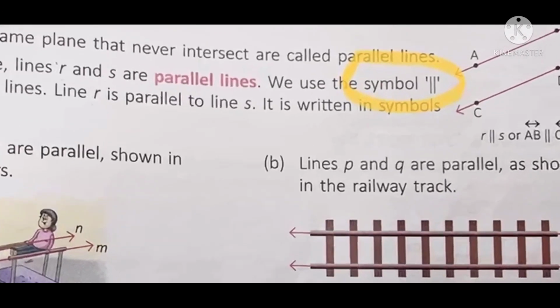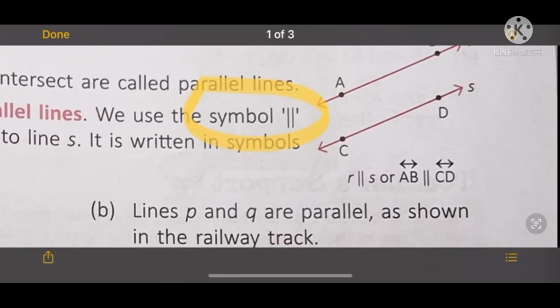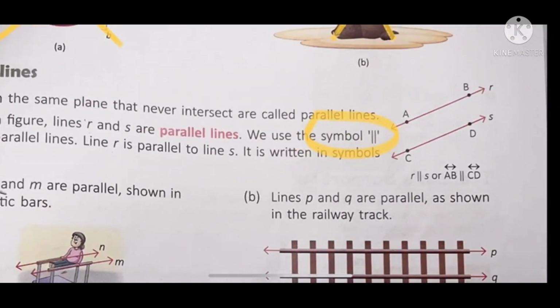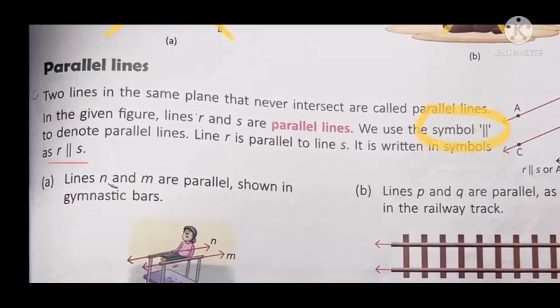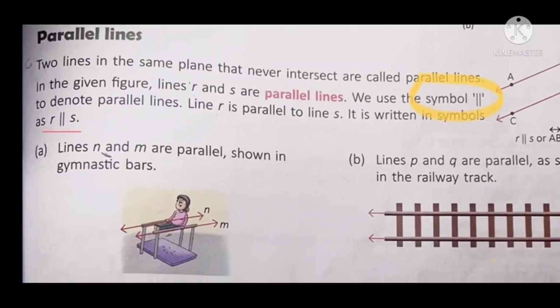Now see the given figure. Lines R and S are parallel lines. We use the symbol of two straight lines, as I have highlighted, to denote parallel lines. Line R is parallel to line S. Two lines are there, R and S, and we use the symbol of two straight lines to denote parallel lines. Symbolically it is written as R parallel S.